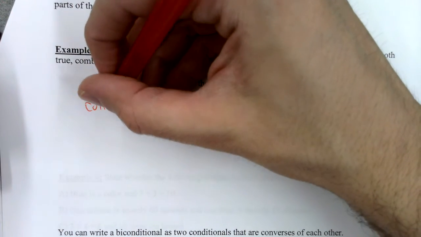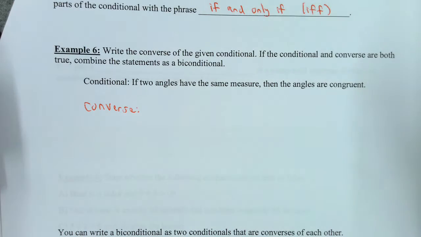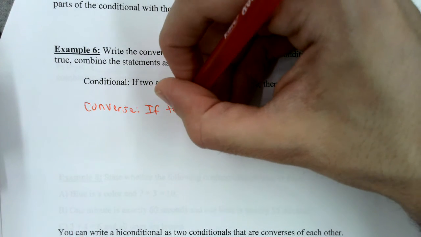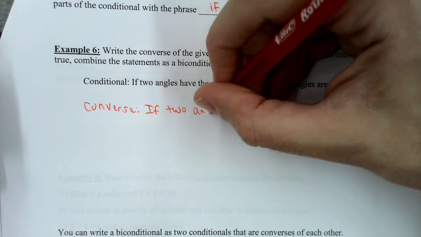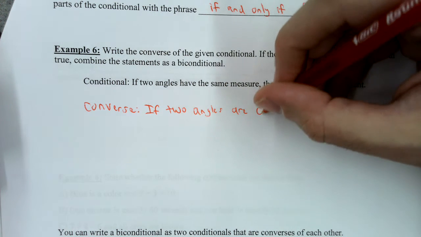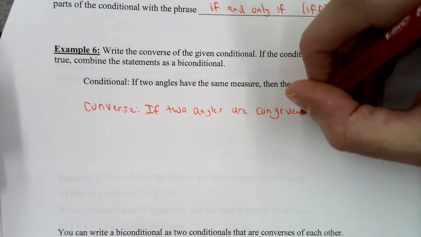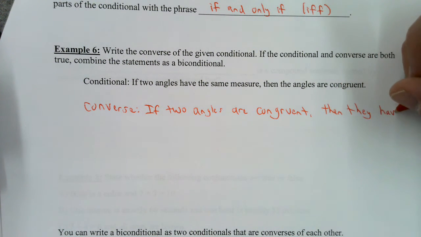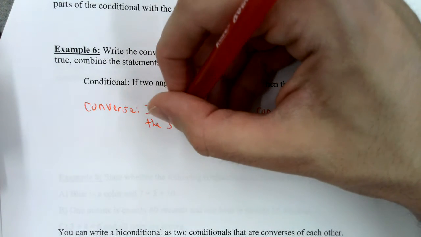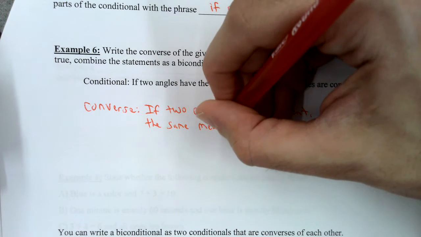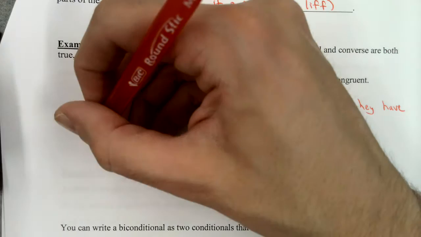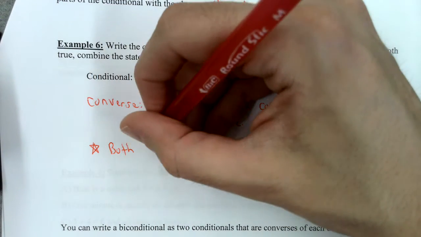So the converse would be if 2 angles are congruent, then they have the same measure. Now the next question is, are both of those statements true? Okay? And the conditional is true, and the converse is true. So I'm just going to note that both the conditional and converse are true.